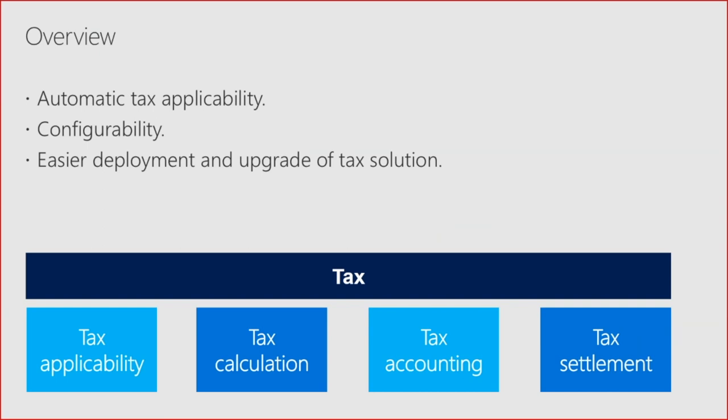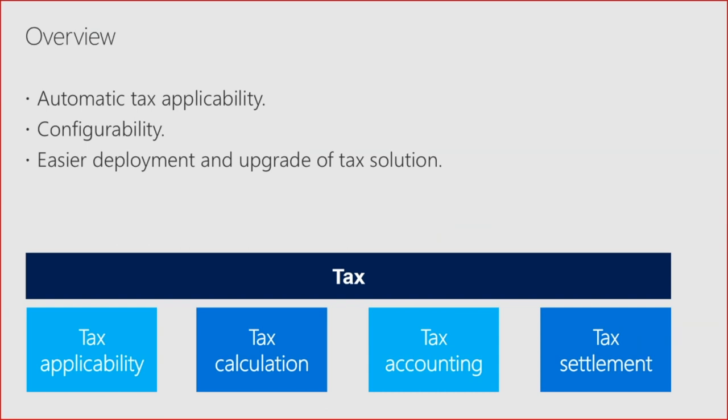For example, for a purchase transaction, whether you want to debit the tax to the tax recoverable account, or the expense account, or probably the inventory account or the fixed asset acquisition account. So there is flexibility there, and such logic is also configurable.